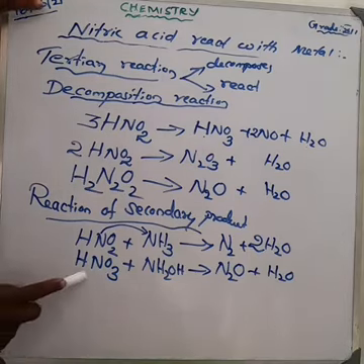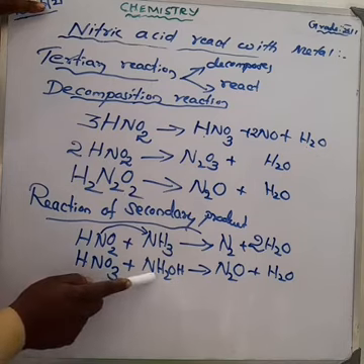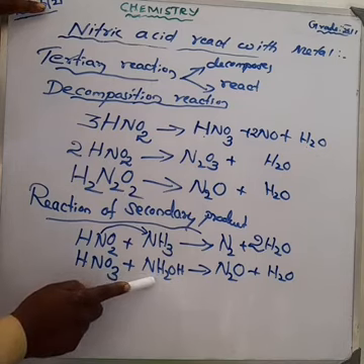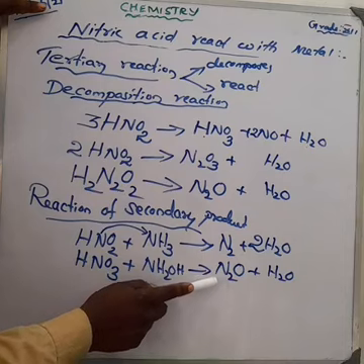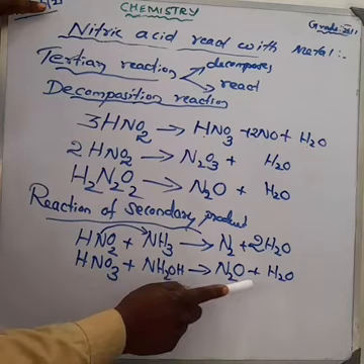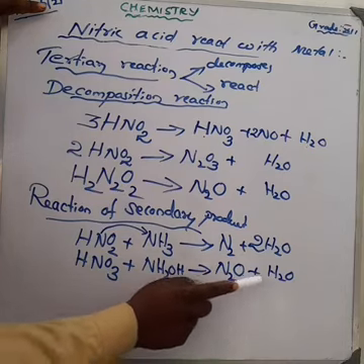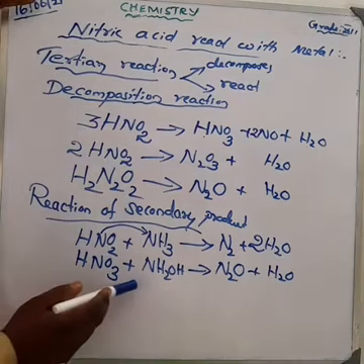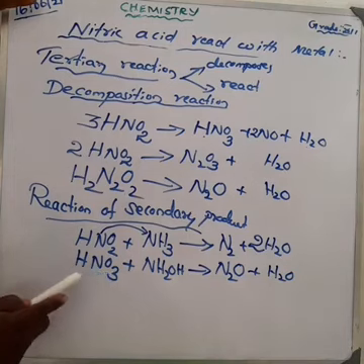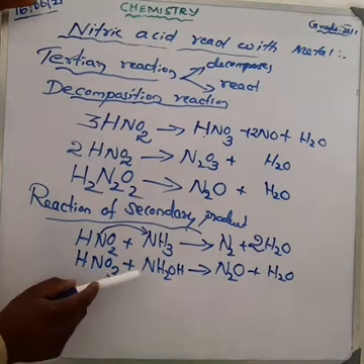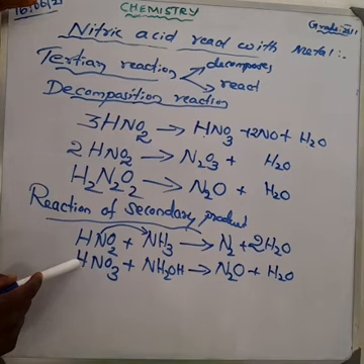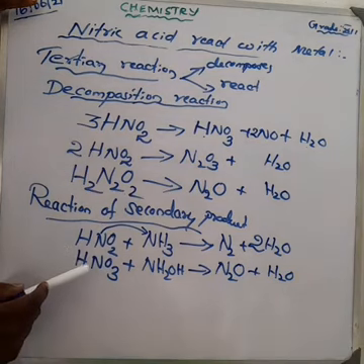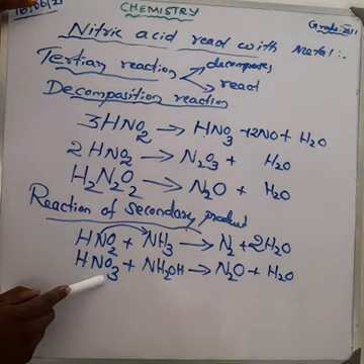Here, nitrous acid reacts with hydroxylamine, and we get N2O, that is nitrous oxide, and also a water molecule. How can you balance the equation? On the reactant side, they are having 3 oxygen atoms in HNO2. Am I right?